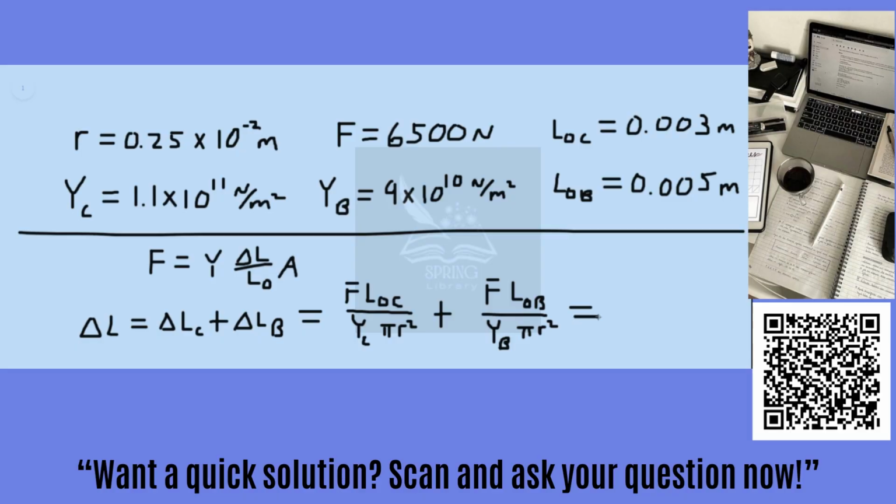Plugging these values into this expression, we find that the total delta L, the total compression from both, is 2.7 times 10 to the minus 4, and the units here would be meters, which we can box in as the solution to our question.